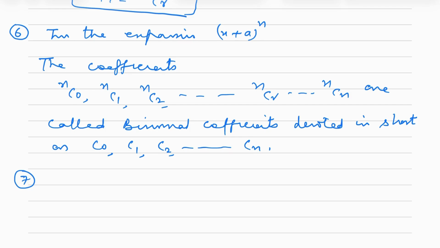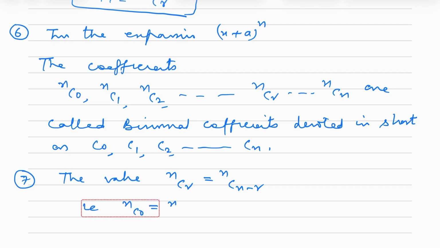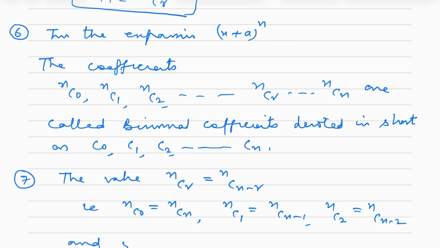Seventh point is, the value nCr is always equal to nC(n-r). That is, nC0 is always equal to nCn. nC1 is always equal to nC(n-1). nC2 is always equal to nC(n-2), and so on.